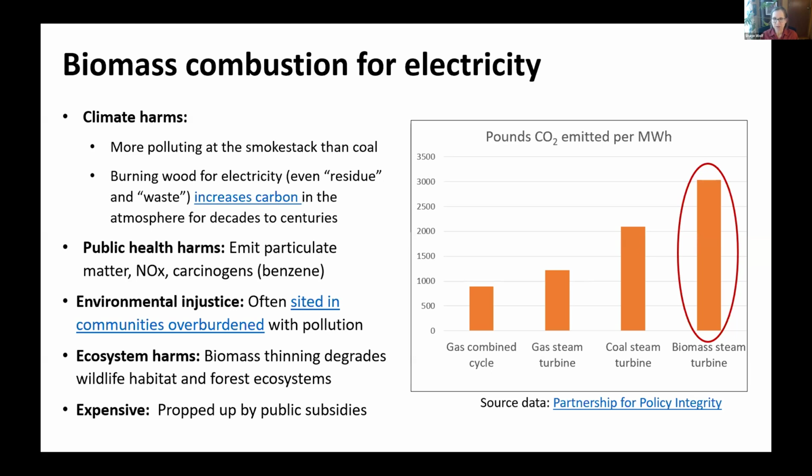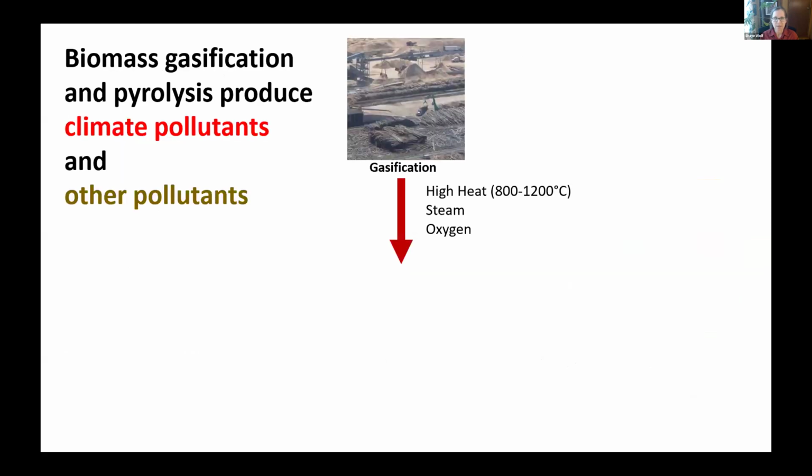This worsens environmental injustice. These facilities are often sited in communities already overburdened with pollution. There's lots of ecosystem harms, and this electricity is very expensive. It doesn't compete with wind and solar. It has to be propped up by public subsidies. So new kinds of processes are being developed and promoted. This is biomass gasification and pyrolysis, and they're being billed as somehow clean and green.